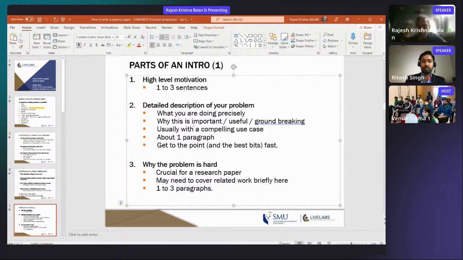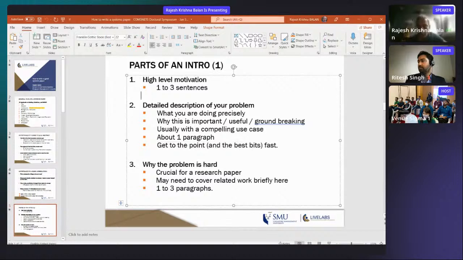What are you doing precisely? Why is this important, useful, or groundbreaking? This is key. If your problem is not important, who cares? Usually, you might want to have a compelling use case. This is about 1 paragraph, and you need to get to the point and the best bits fast. Don't spend 3-4 paragraphs just going on about the problem. Reviewers, if you spend too much time, they lose interest as well.